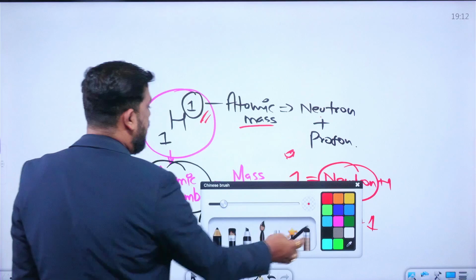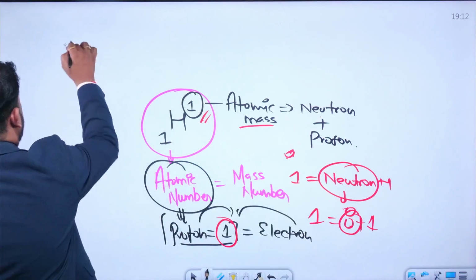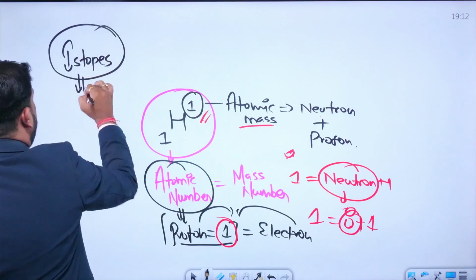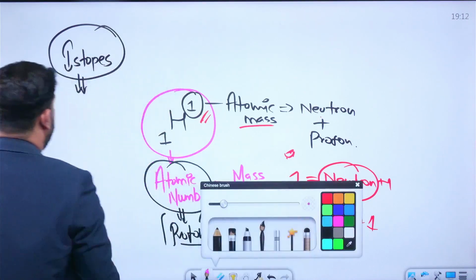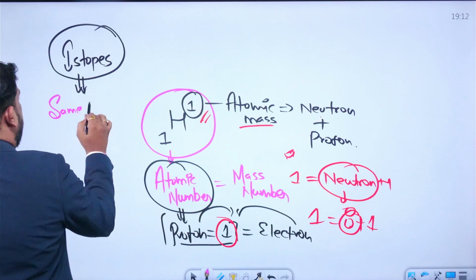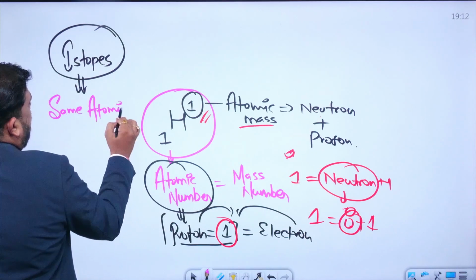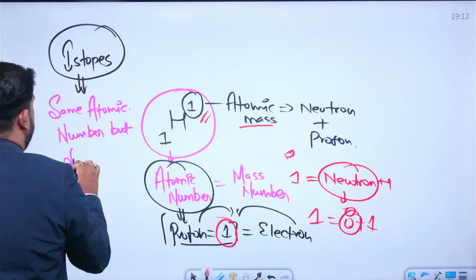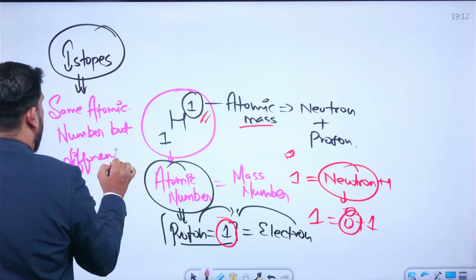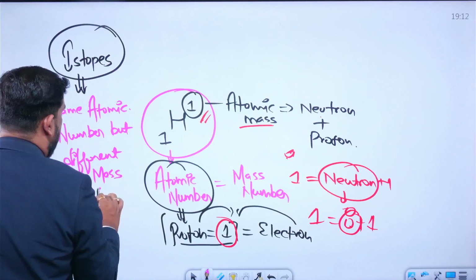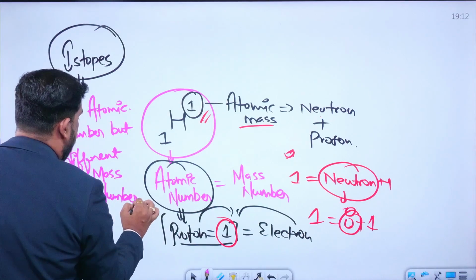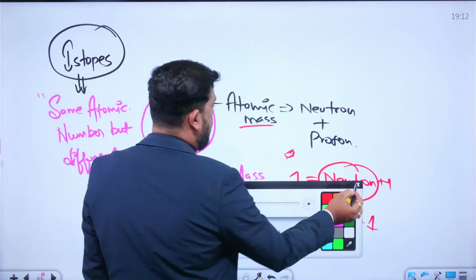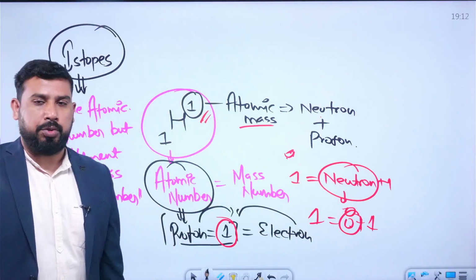But in chemistry, we talk about a term known as isotope. An isotope is an element which has the same atomic number but different mass number. Same atomic number but different mass number. So when we talk about this, hydrogen has multiple isotopes.